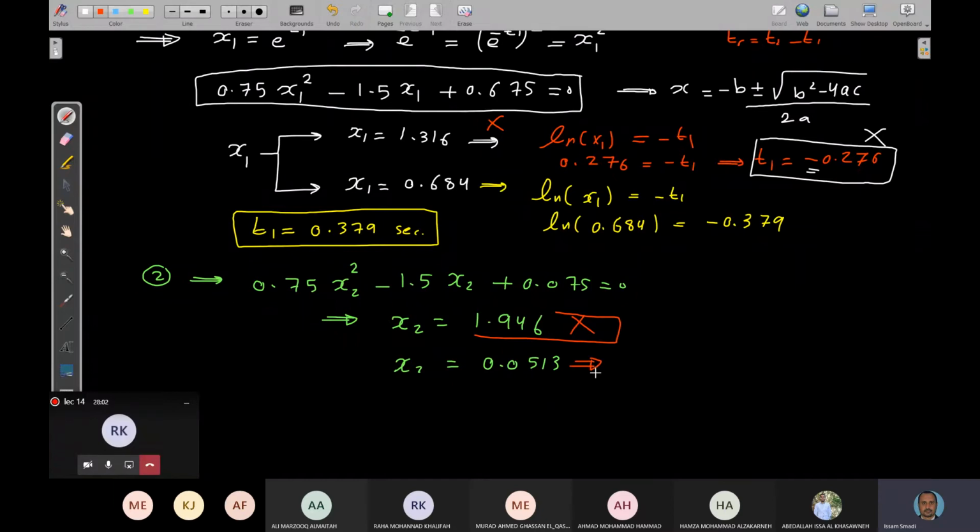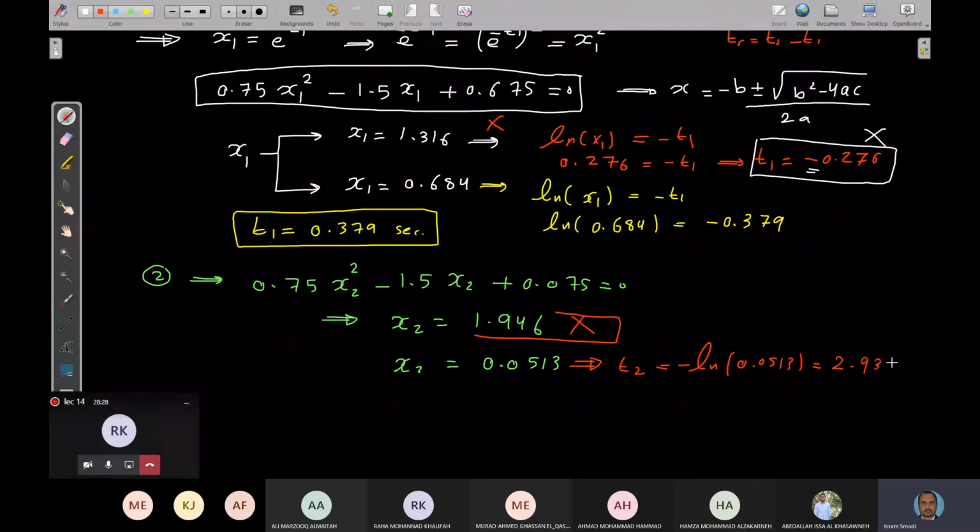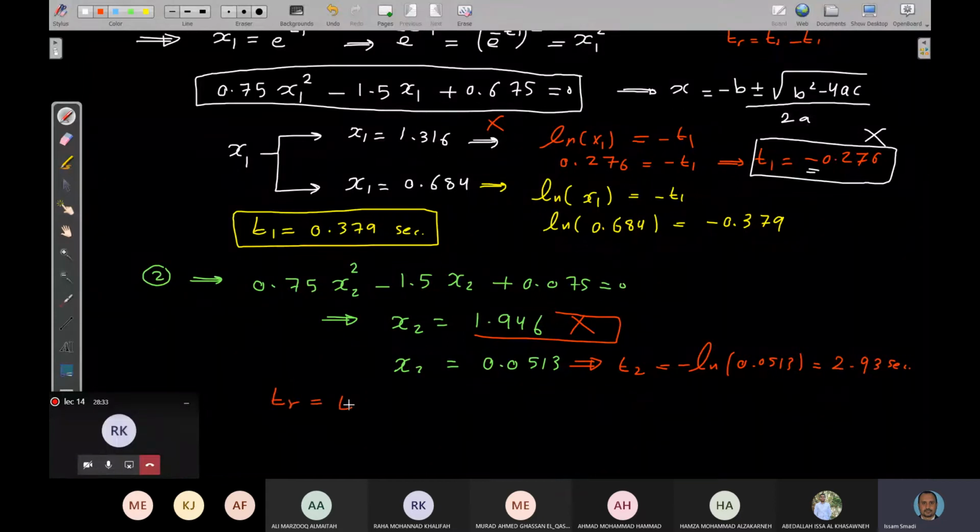So from here, t2 equals minus ln of 0.0513, which equals 2.93, according to Raha. Thank you. So now, Raha, can you calculate TR? TR equals t2 minus t1. Can you do the math for this one?